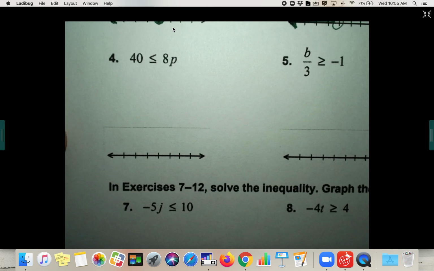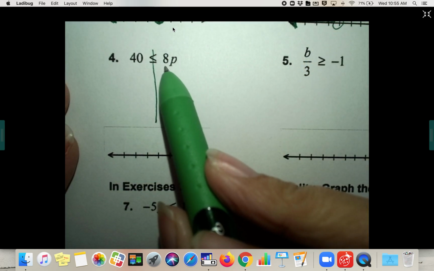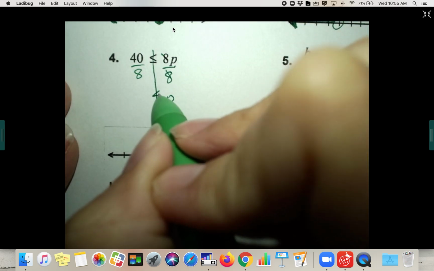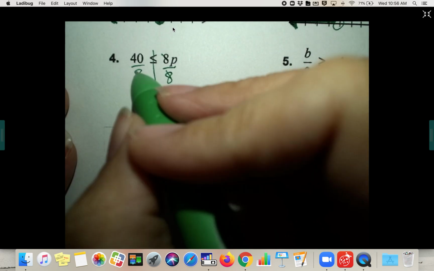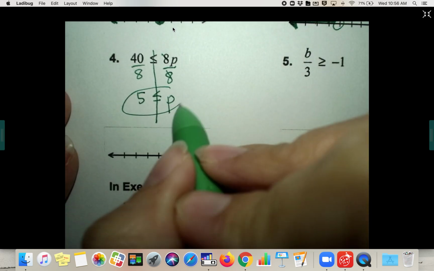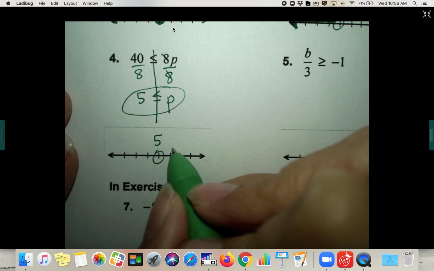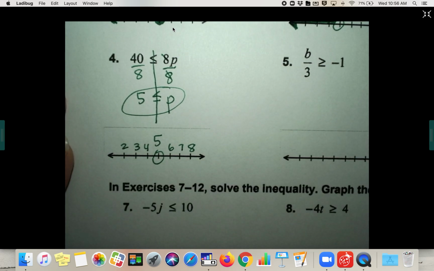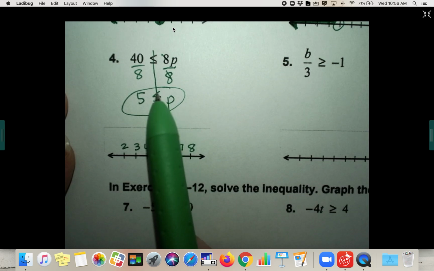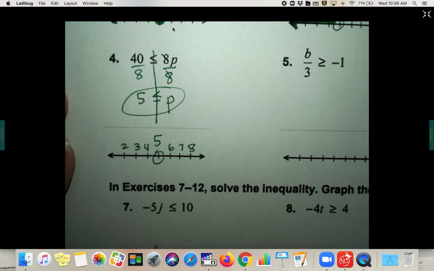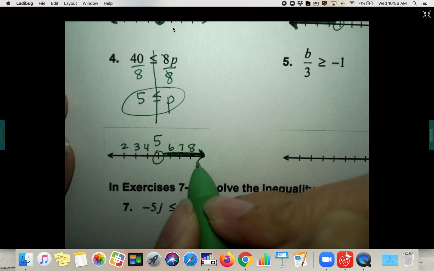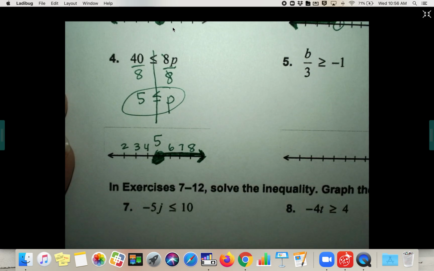All right, number 4, draw your line. P is being multiplied by 8, so we're going to divide by 8 on both sides. We've got the same situation we had before. The variable's on the wrong side. 40 divided by 8 is 5. So when we go to graph this, we're going to put 5. Let's go 6, 7, 8 this way. Let's go 4, 3, 2 this way. And P is everything greater than or equal to 5. Greater. Remember, read it backwards since the variable started from the wrong side. So greater than or equal to 5. And equal means shade in the bubble.